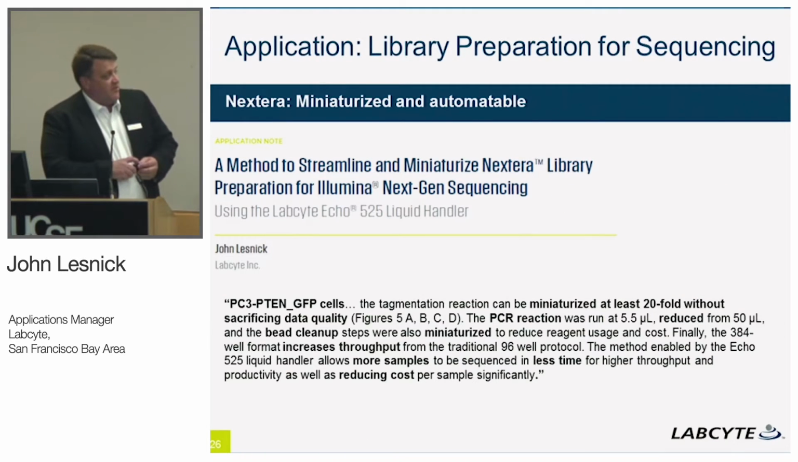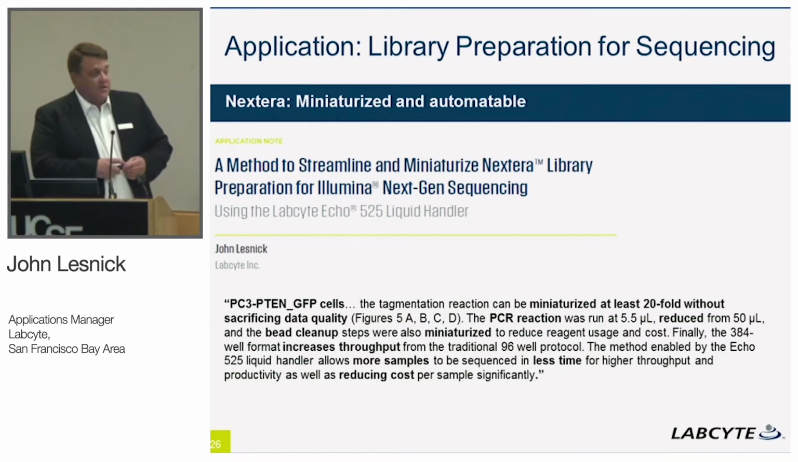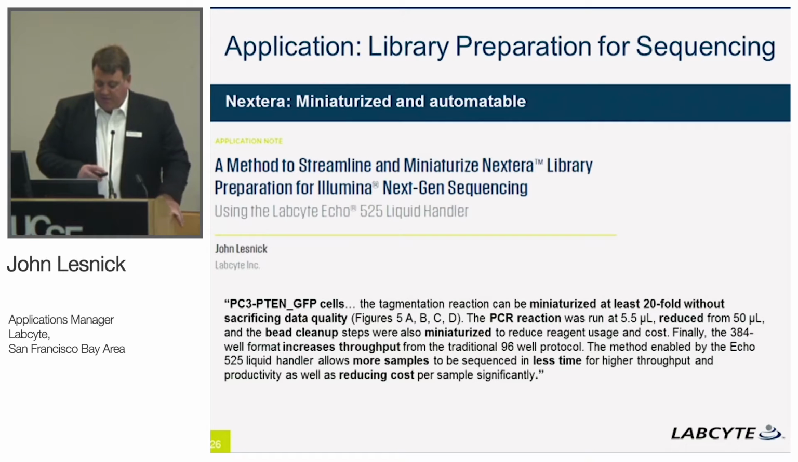So this will be an applet that's coming out shortly, and it's going to be a method to streamline miniaturized Nextera library preparation using the Illumina next-gen sequencing. And again, we're using this recombinant line that I generated. We miniaturized the reaction for the tagmentation at least 20-fold without sacrificing the data quality.